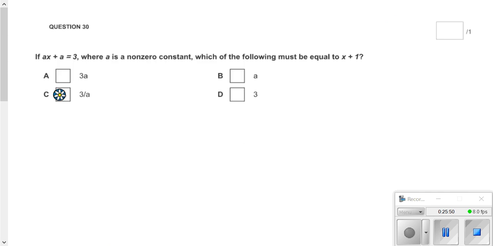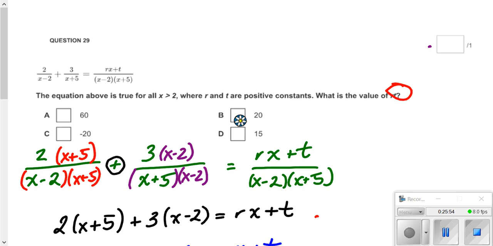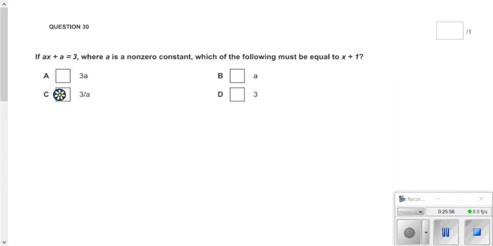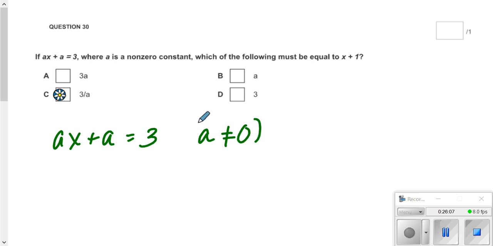All right, and then our last one that we're going to take a look at is this guy. And this is, I don't know, this is just kind of a problem where you need to be a little clever. So they say this is true. A isn't 0, but it is some specific number. They want to know what's equal to x plus 1.